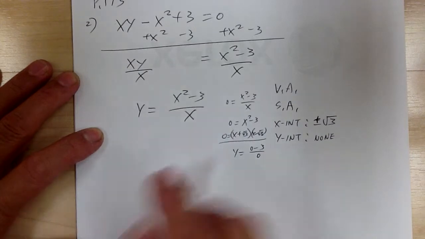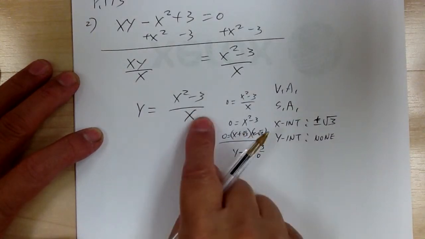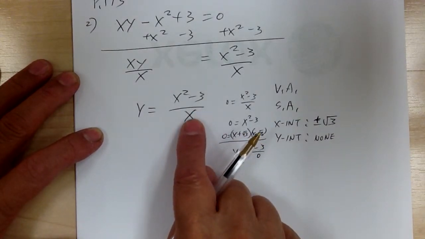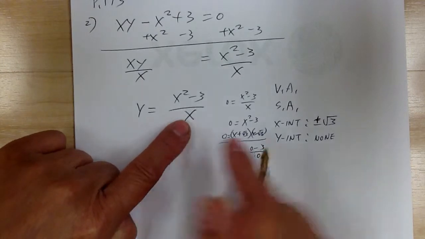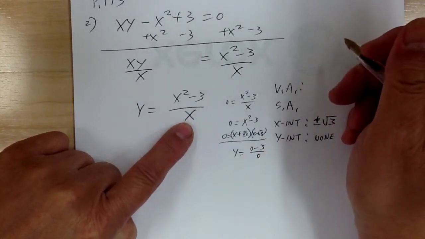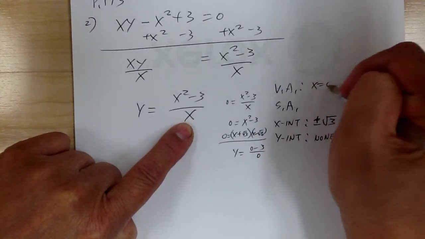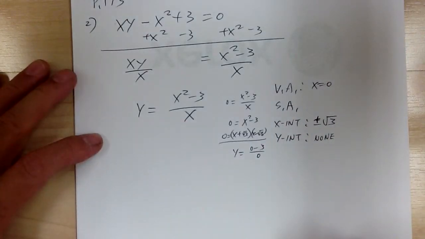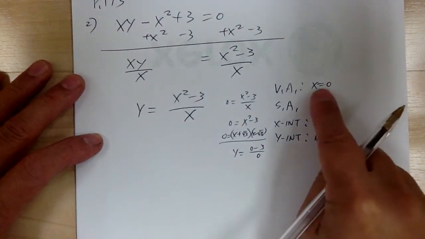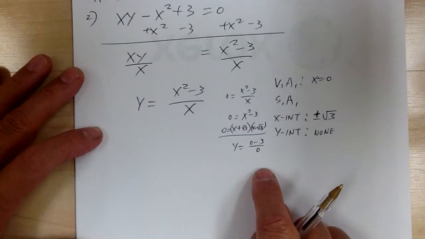Next, what you need to do is you want to see if you can factor the bottom. In this case, you cannot. So you can get a vertical asymptote from this. Okay, so vertical asymptote would be x equal to 0. And that's why you don't have a y-intercept, because that's where the vertical asymptote is.